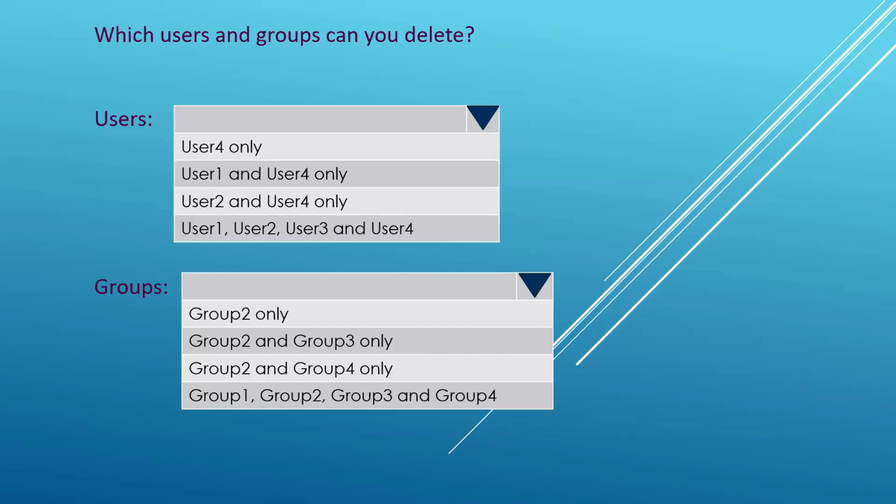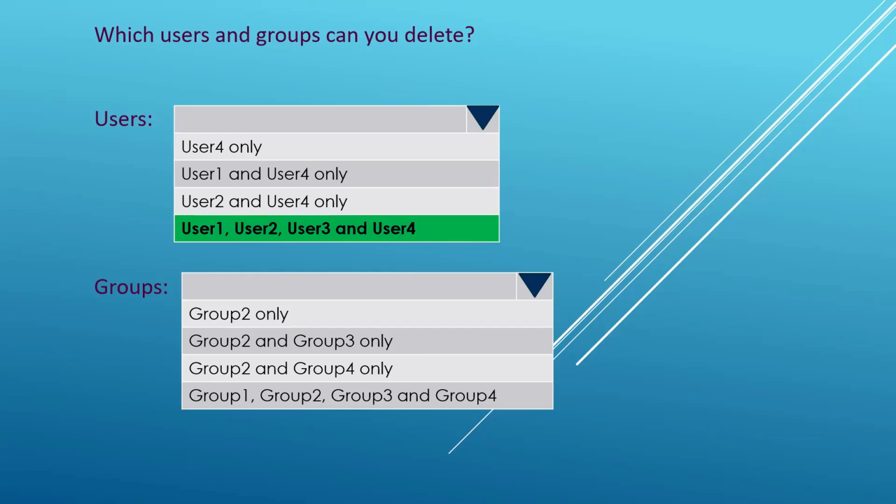Which user and groups can you delete? For users, the options are user 4 only, user 1 and user 4 only, user 2 and user 4 only, user 1, 2, 3, and 4, which means all users. And folks, you can delete all users whether a license is assigned directly or via inheritance from a group membership. So in this case, last option is correct.